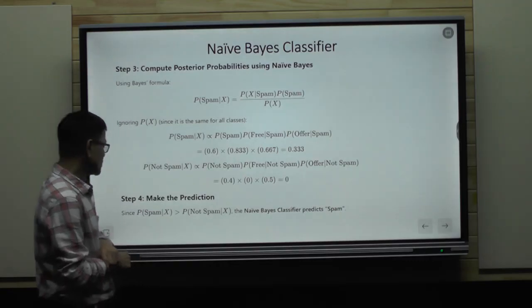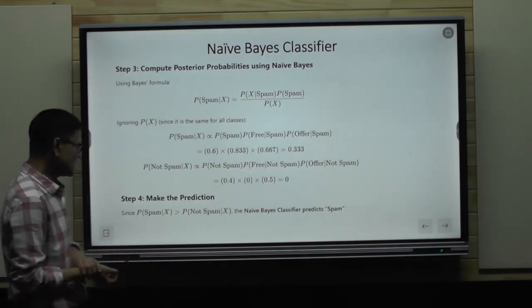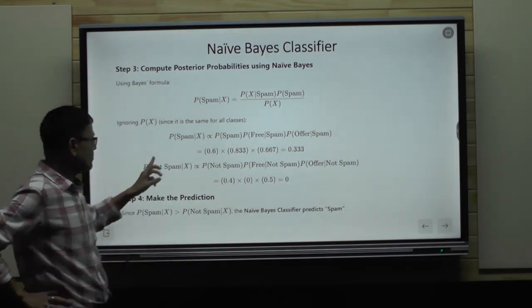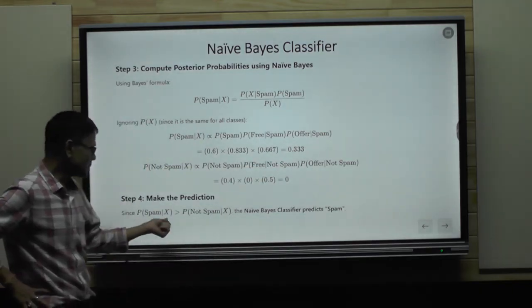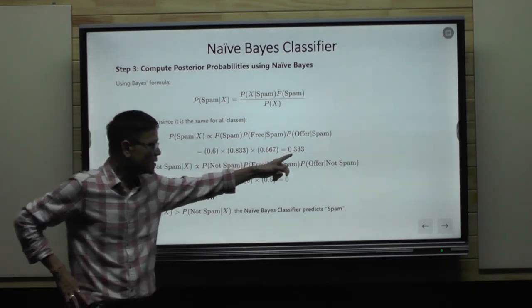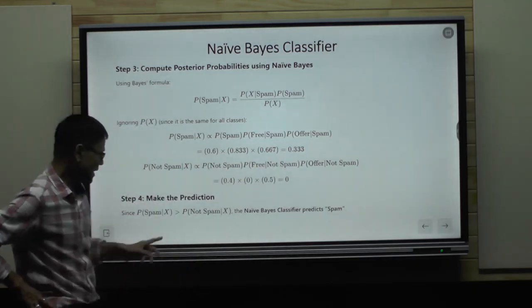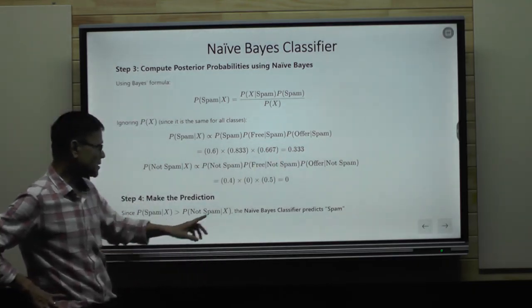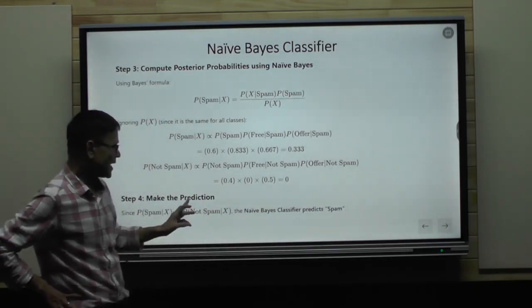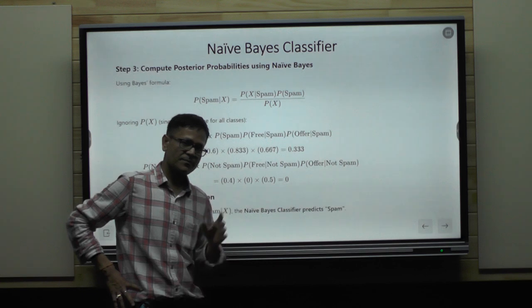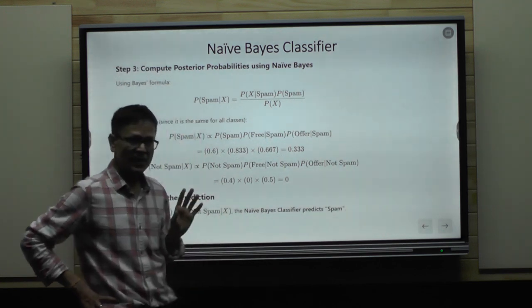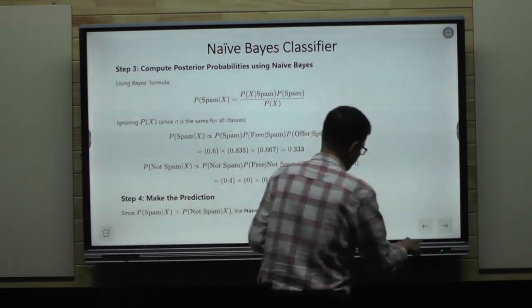Okay, so now P of spam given x is 0.33 and P of not spam given x is 0. So the naive Bayes classifier predicts it's a spam. Simple application.